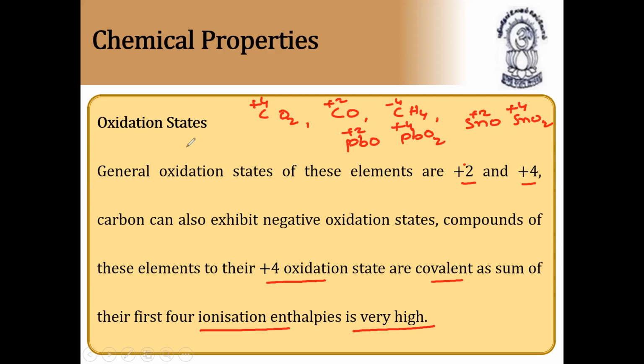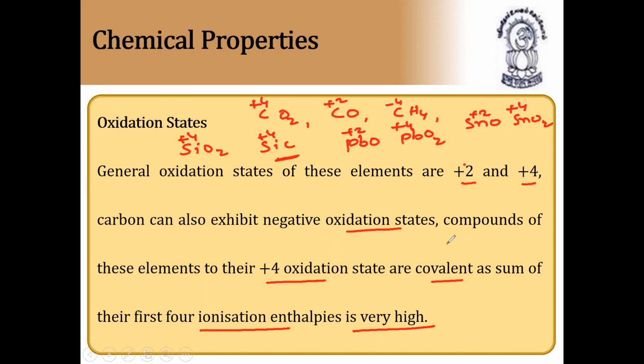For carbon, silicon also +2 and +4. Silicon dioxide is +4. Silicon carbide is +4 like this. So silicon, germanium, tin, and lead will undergo only +2 and +4 oxidation states, whereas carbon can also exhibit negative oxidation states with respect to hydrogen.